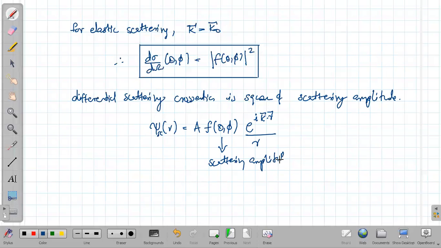In order to know the differential scattering cross section, we only have to know this scattering amplitude, so that the problem is solved. Okay, so we can stop here. In the next class, we'll find a procedure or a method to find the scattering amplitude of a problem. Okay, so we can just summarize what we have discussed today.